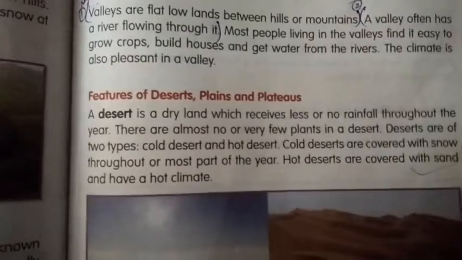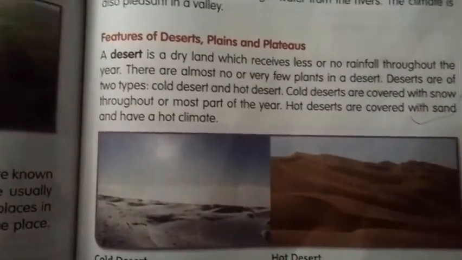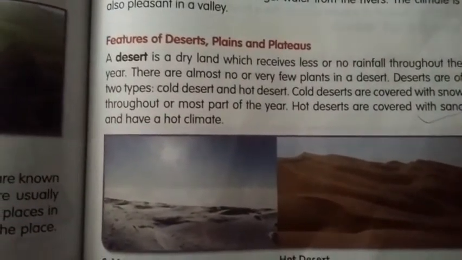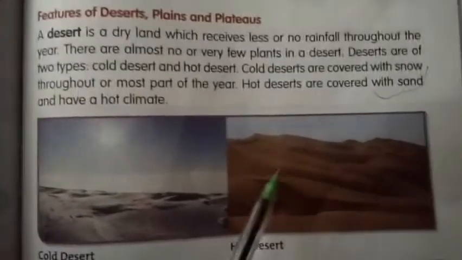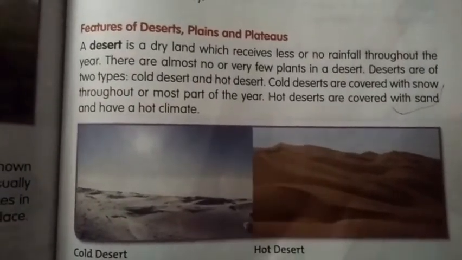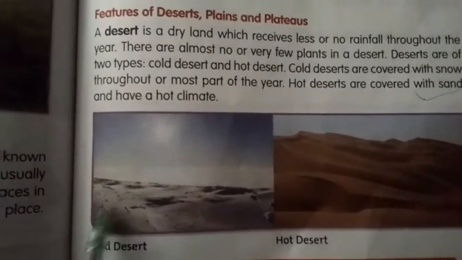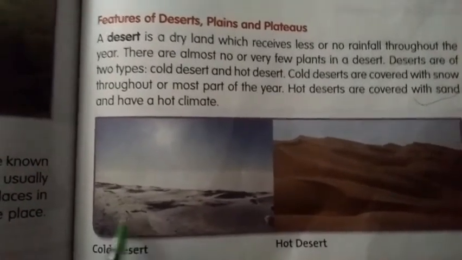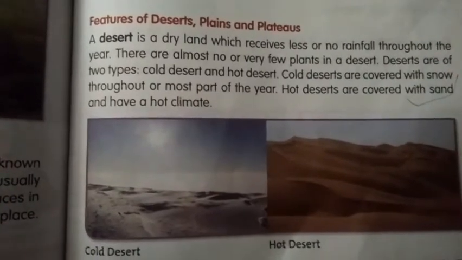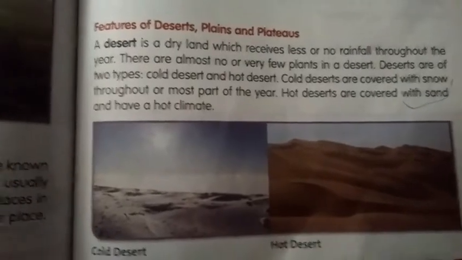What is a desert? A desert is a dry land, children, which receives less rainfall or no rainfall throughout the year, and has few plants also. We have two types of deserts. What are those? Hot desert and cold desert. A hot desert is full of sand and has a hot climate throughout the year. A cold desert is covered with snow. You can see the white here, full of snow, throughout the year or some part of the year. This is the difference between the cold and hot desert.